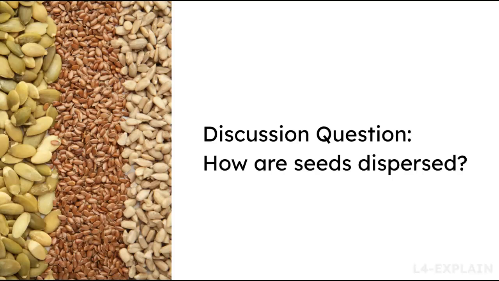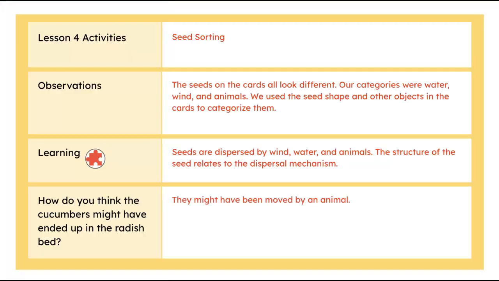For the Explain portion, you'll invite students to gather in a circle to share their findings from the seed sorting activity. You'll use the provided questions to guide your discussion around the question, how are seeds dispersed? The goal of this class discussion is to use the evidence from the seed cards to explain how a seed was dispersed. You'll use the discussion to create the Lesson 4 summary chart. By the end of the discussion, students should understand that the cucumber seeds may have been moved by an animal.